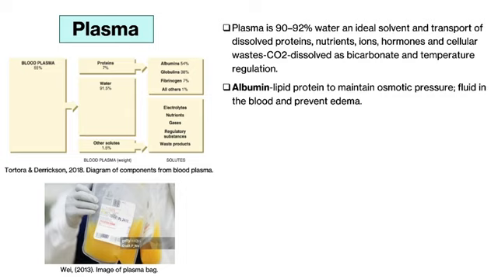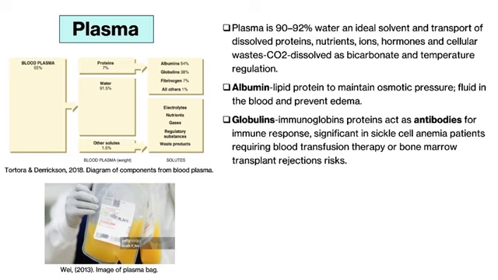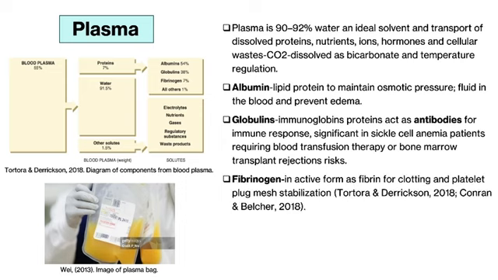What's important for sickle cell anemic patients is that they may require blood transfusion therapy to replace the lost red blood cells for anemia. The immunoglobulins as antibodies may reject the donor red blood cells, so it's important to do cell matching, as well as bone marrow therapy for tissue transplant and tissue rejection.